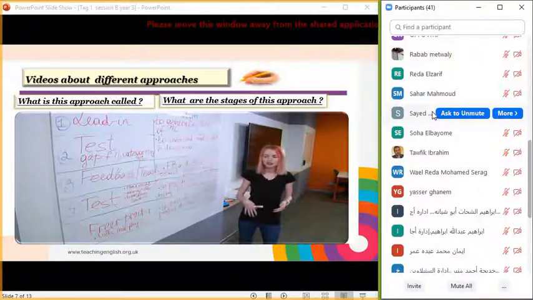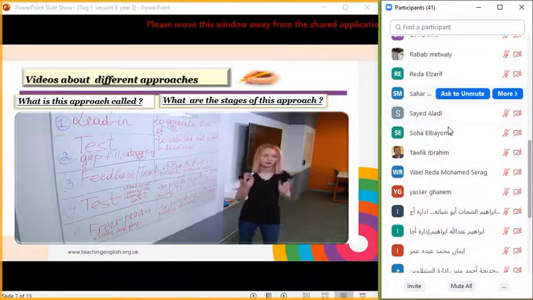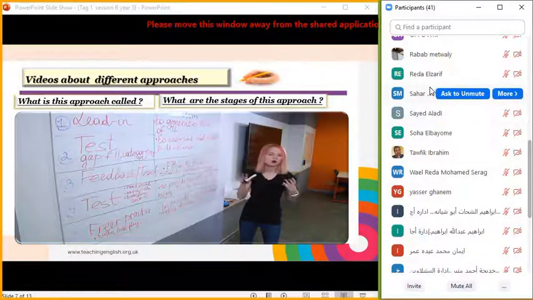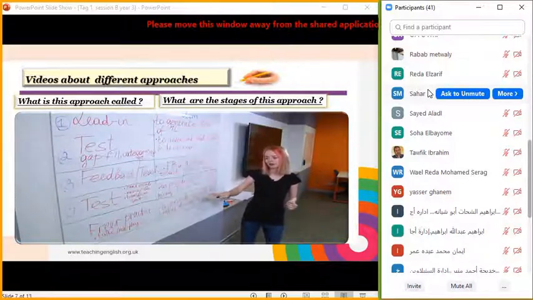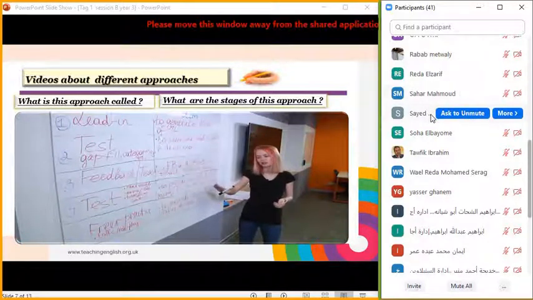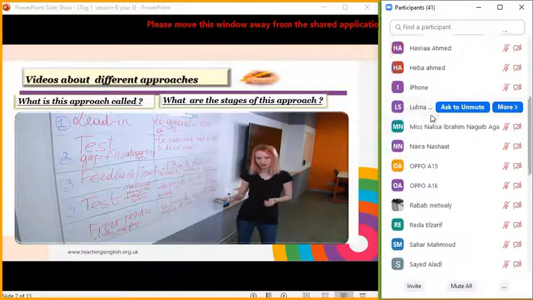And the last stage is freer practice. Here you may have some talks, discussions, role plays, etc. And of course the aim is to provide students with freer practice using the target language.